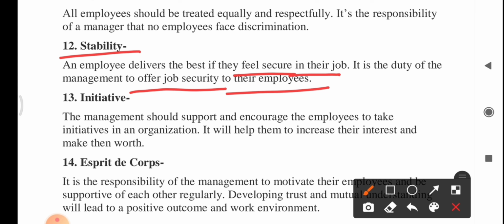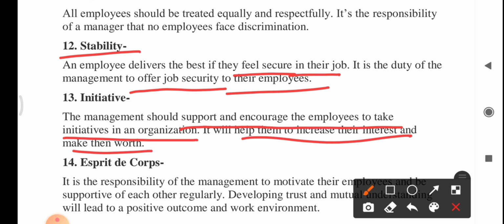Next we have principle number 13, which is about initiative. The management should support and encourage the employees to take initiative in an organization. It will help increase their interest and make them feel worthy. If anybody takes a new initiative to do something, management should support that. This is the 13th principle of public administration.